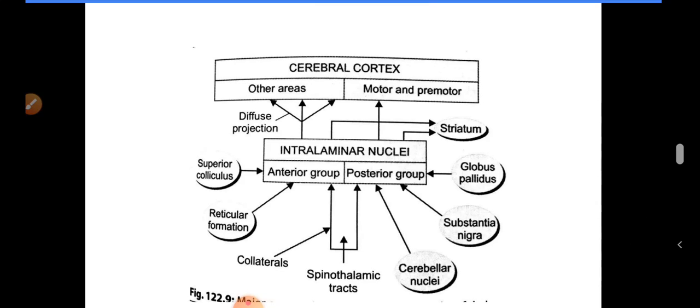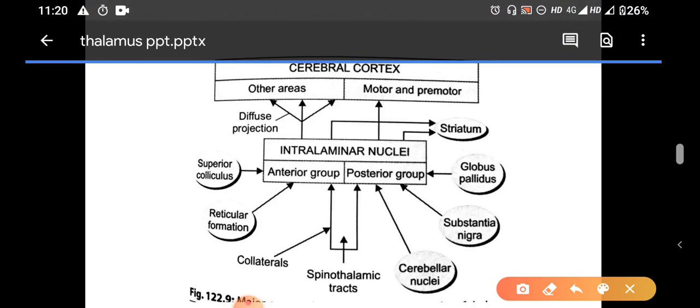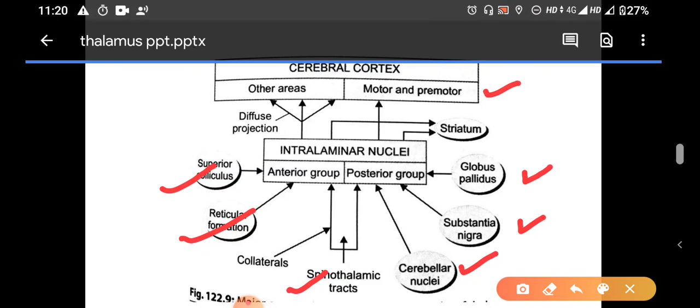Here are the intralaminar nuclei. The intralaminar nuclei are again divided into an anterior group and a posterior group. From many areas of the CNS, the superior colliculus, reticular formation, spinothalamic tract, cerebellar nuclei, substantia nigra and globus pallidus, the afferents relay into the intralaminar nuclei, and from the intralaminar nuclei the efferents will go to the premotor area, other areas of cerebral cortex and the striatum.